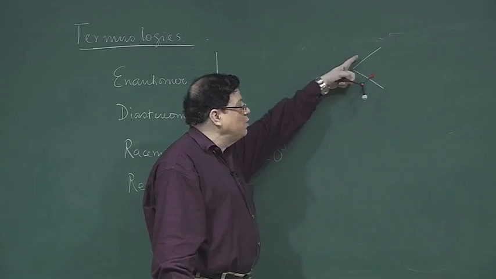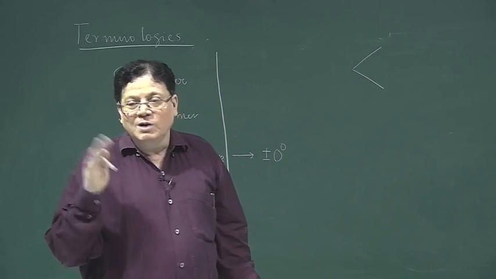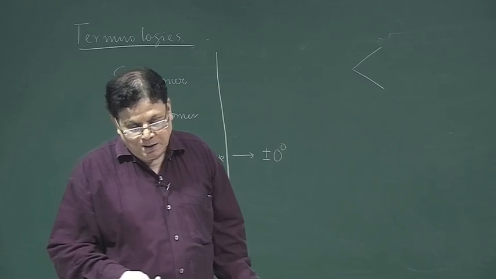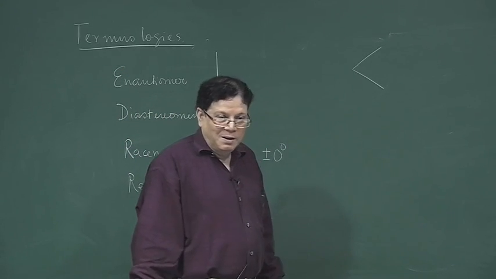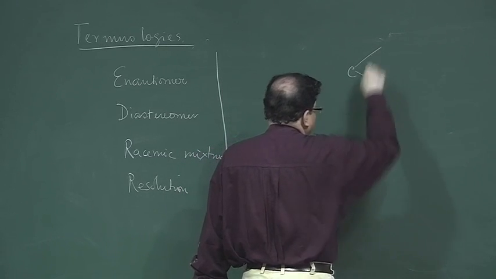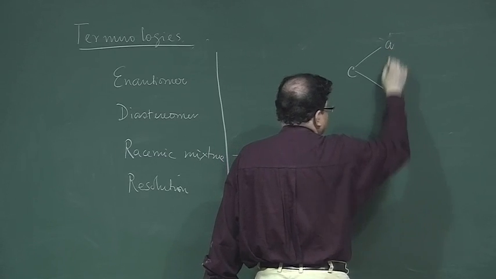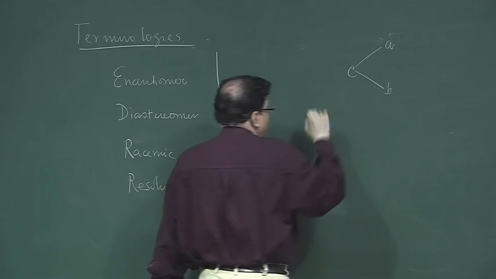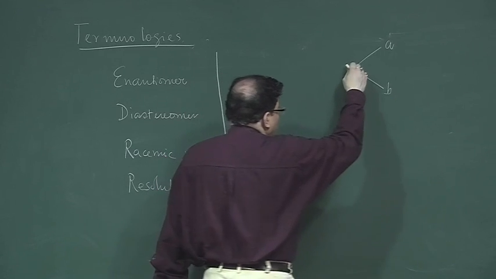As I said, if 2 bonds are forced to lie in a plane, the other 2 bonds cannot lie in that plane. One bond will be above the plane and the other bond will be below the plane. Suppose this is the carbon, which is attached to 4 different groups. Suppose this is group A, this is group B, and then you have groups D and E. So, one will now be above the plane.